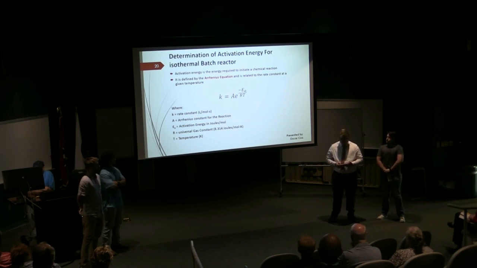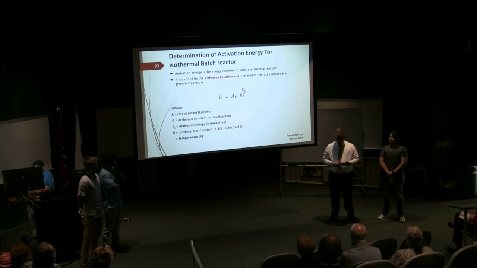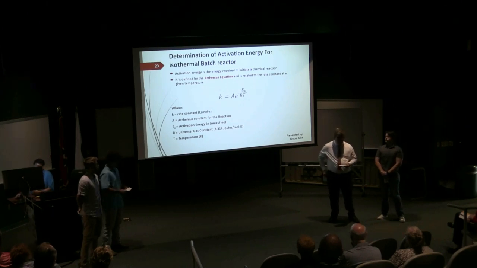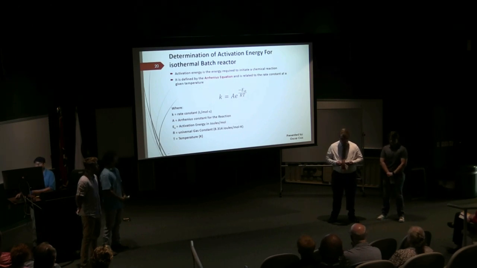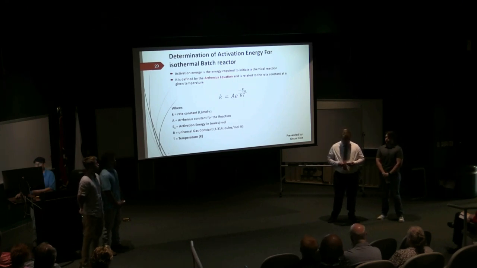We derive the activation energy from the Arrhenius equation, which is another expression for rate constant. The rate constant is equal to the Arrhenius constant, which is unique to the reaction, multiplied by the exponential e raised to negative the activation energy divided by the universal gas constant times absolute temperature.